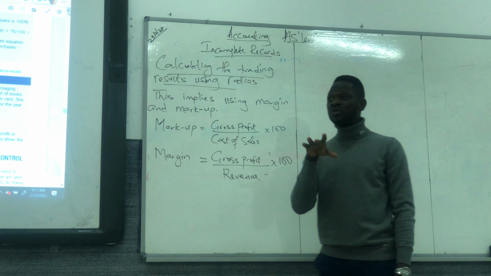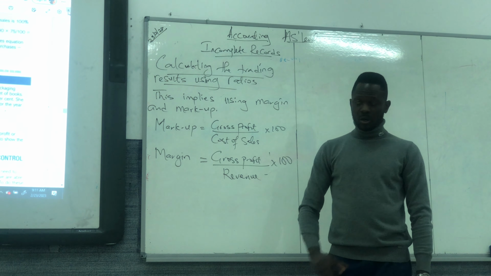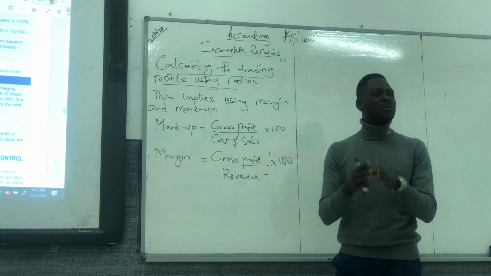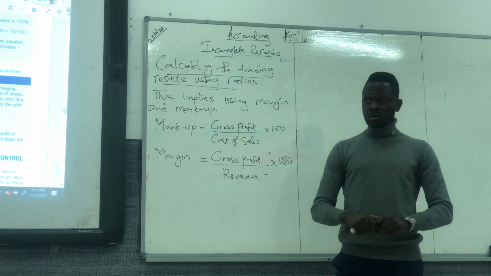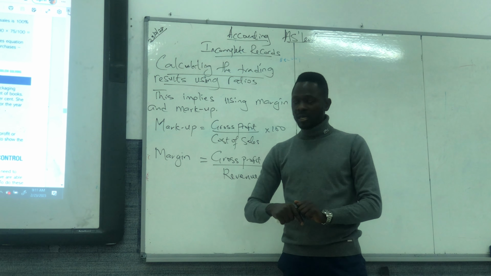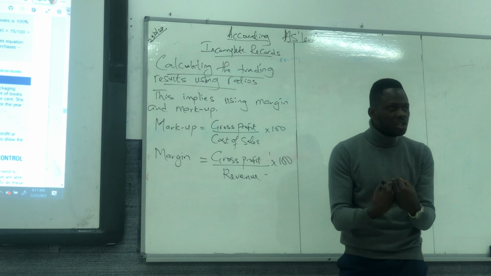It becomes an incomplete record when we are thinking about markup and margin. Markup is the percentage of your gross profit and the cost of sales. And margin is the percentage of your gross profit and revenue. For markup, you are thinking more of an increase in the percentage. For margin, you are thinking more of a reduction in the percentage. Do we get it here?